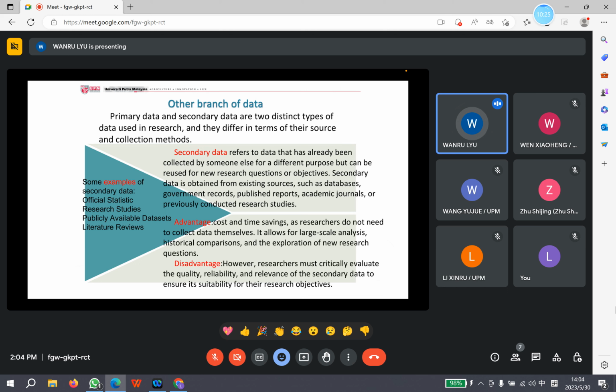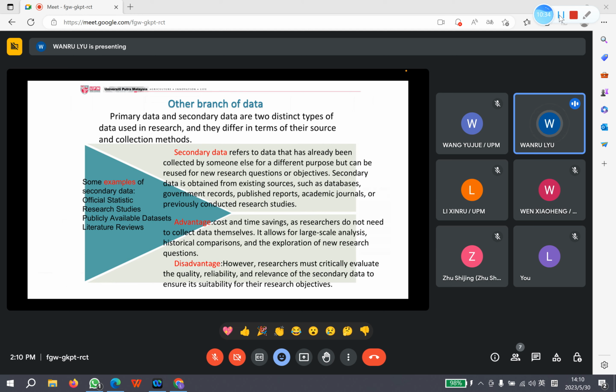And the advantage of secondary data is that it can save cost and time, as researchers do not need to collect the data themselves, and it allows for large-scale analysis, historical comparisons, and exploration of new research questions. But the disadvantage is that researchers should not blindly choose to believe the secondary data. They need to be wise and critically evaluate the quality, reliability, and relevance of the secondary data to ensure its suitability for their research objectives.